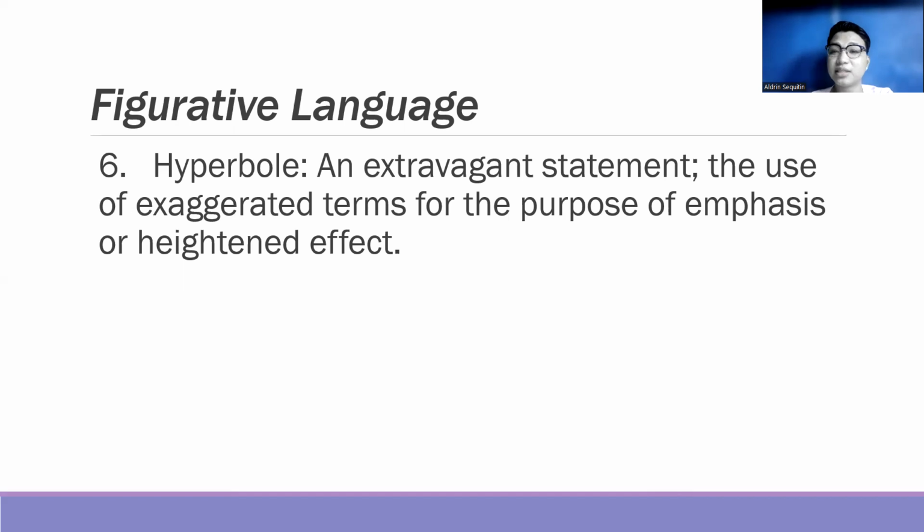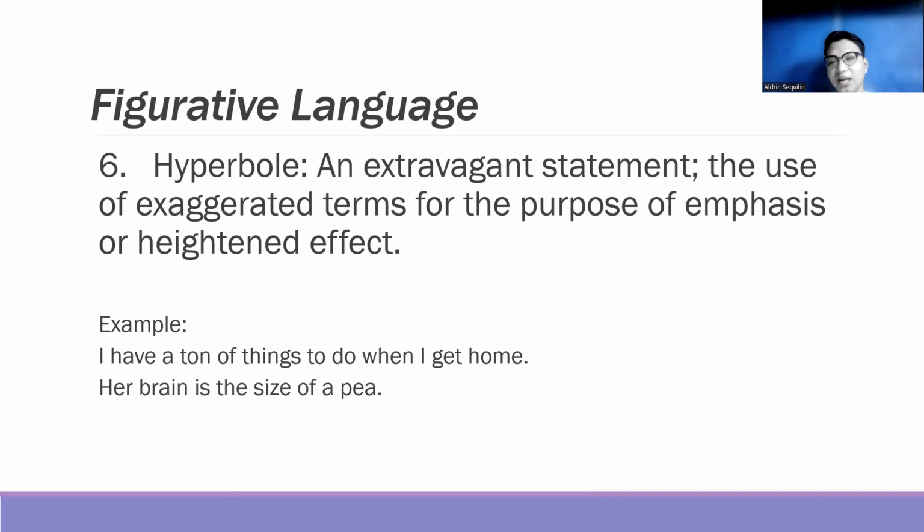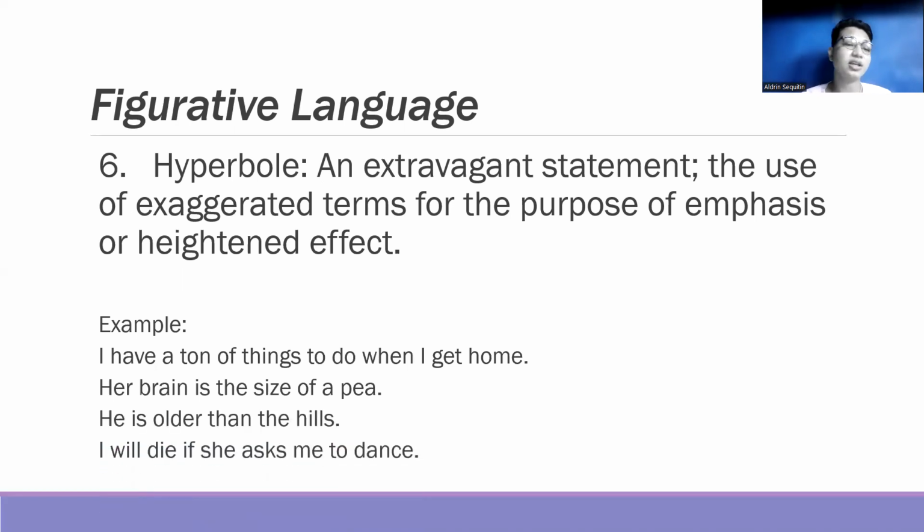Next is hyperbole. Hyperbole is an extravagant statement. In here, we are using exaggerated terms for the purpose of emphasis or heightened effects. These are examples of statements wherein hyperbole is used. "I have a ton of things to do when I get home." Meaning he or she has a lot of things, but instead of using "a lot," which is not that emphasized, you may use "a ton." "Her brain is the size of a pea." "He is older than the hills." "I will die if she asks me to dance." In here, we are exaggerating the meaning of the statement.